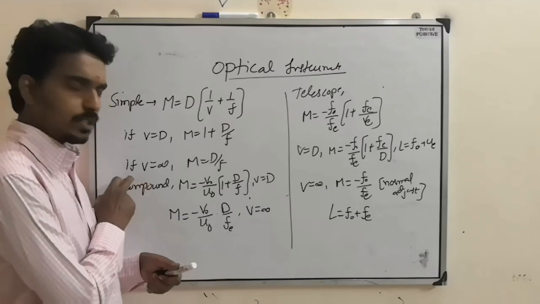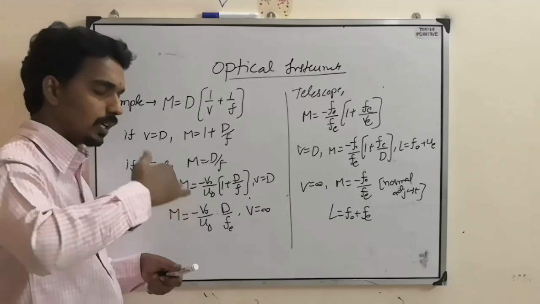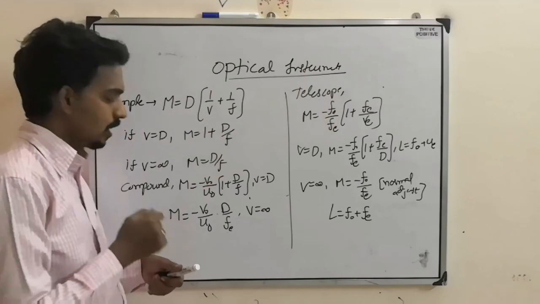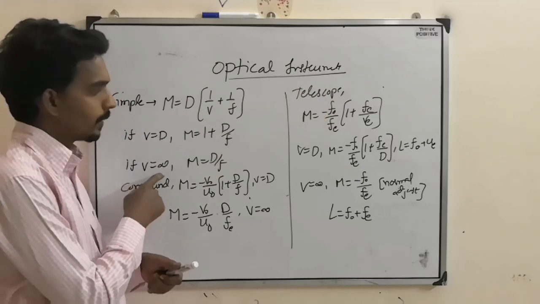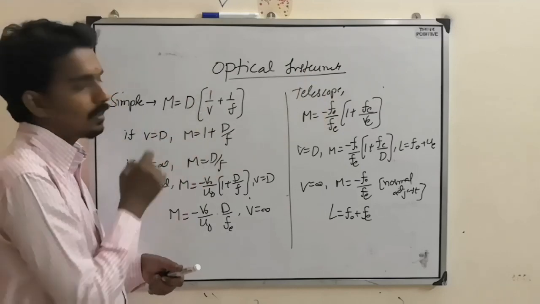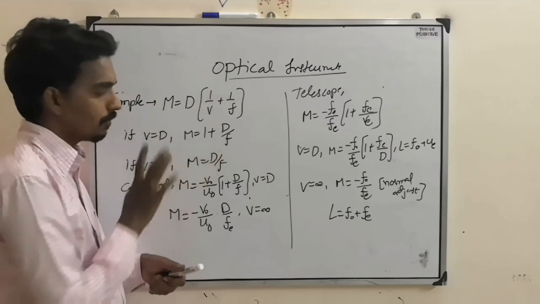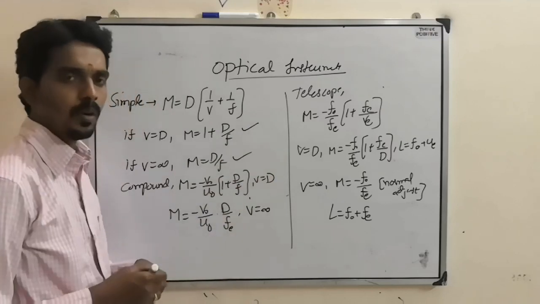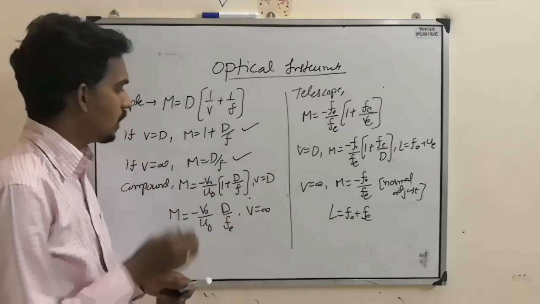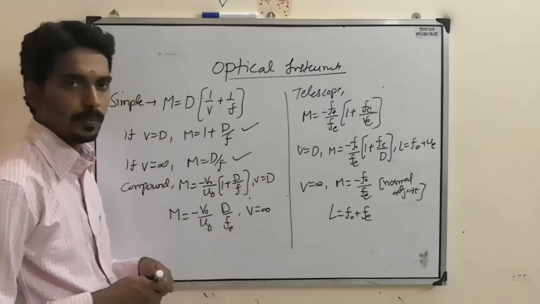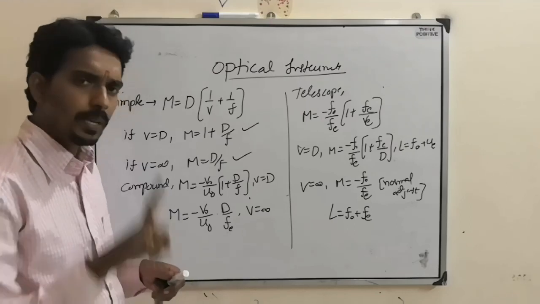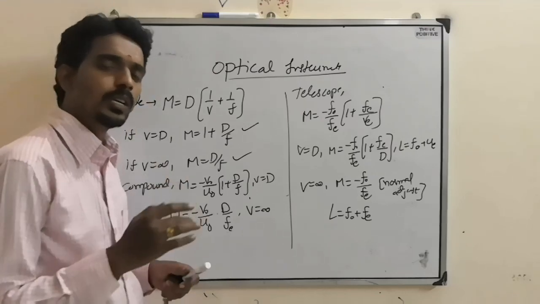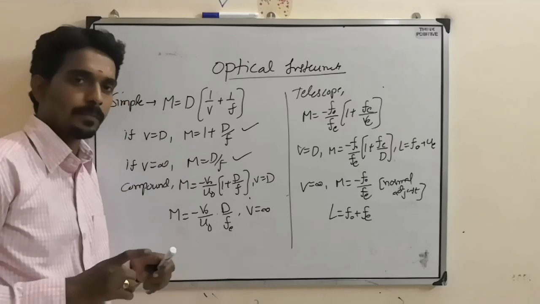Otherwise, the other case is that the image is formed at far distance, which we call infinity. Then 1 by infinity will become 0, so D by F will be the formula. So you have to remember these two formulas for the magnification of a simple microscope. But a simple microscope means only one convex lens, so it will do magnification only once.